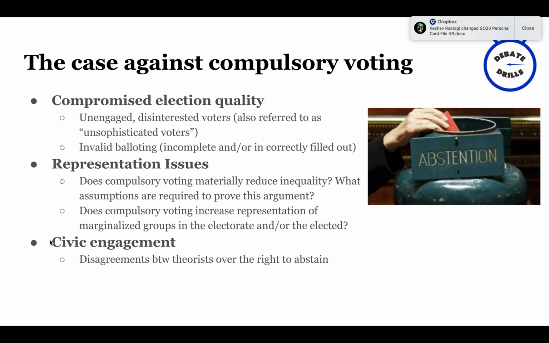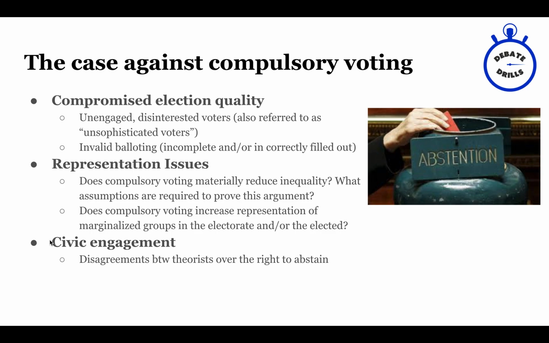help them. But I think that in order for that argument to be true, there are a lot of assumptions that are required. So when you're thinking about this on the negative, think through what assumptions are required to prove that argument is valid. And if you start to pick it apart, it gets to the issue of representation, that just having more people voting doesn't necessarily result in better policies or policies that benefit those people.